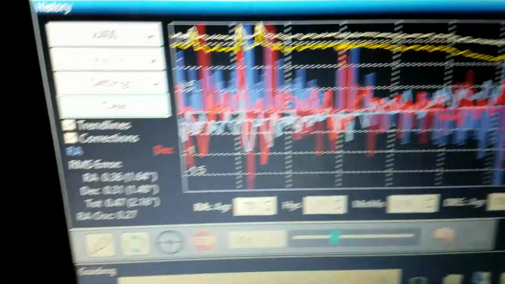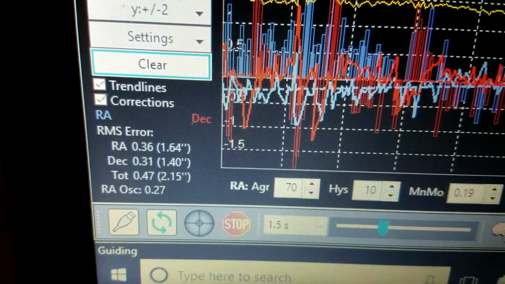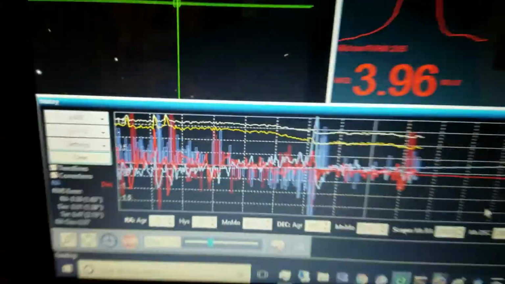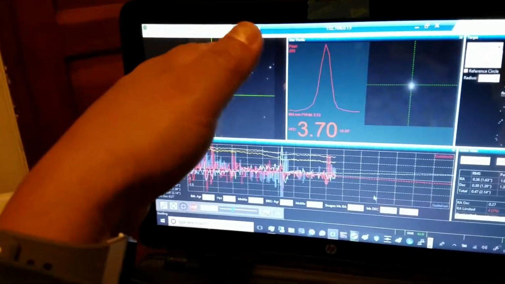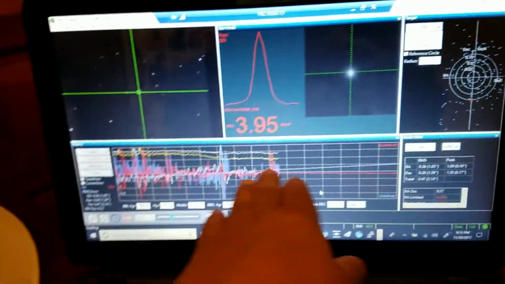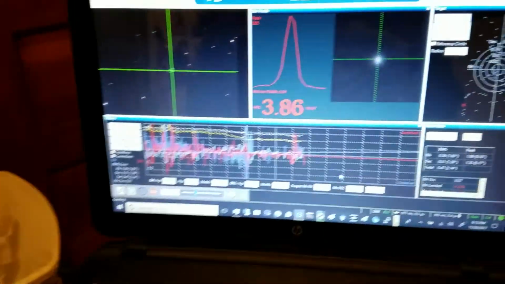And yeah, I may have a total RMS error of 2.15. That doesn't mean anything, okay? But the point is, your guiding looks good, and I have a graph here that shows me the history of it so far.